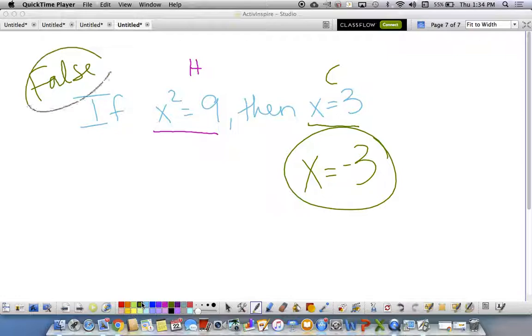If you can put a different conclusion and the hypothesis still be true, it's a false statement. One counter example can make it false. Alright, you may go. We don't have any homework. Have a great rest of your day.